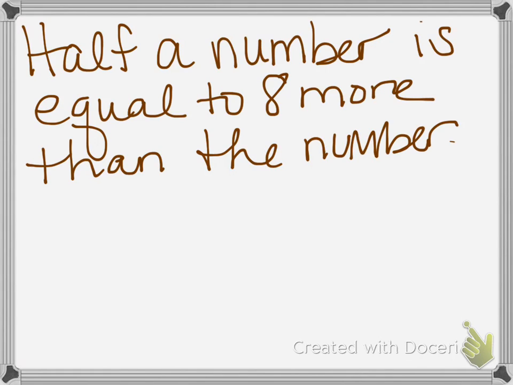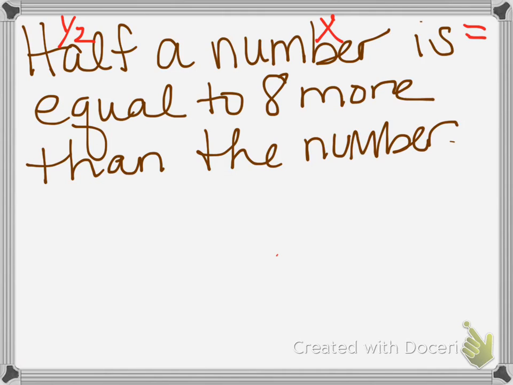Here's our next one. Half a number is equal to 8 more than the number. So what I see when I look at this equation, and I'm going to annotate it, and I'm going to recommend to you that you think about annotating as well. Half. Okay, half. So that's a number. Half. A number. I know that that has to be my variable. So I'm going to put an x where the word number is. I know that the word is means equals. And this actually says is equal. So there's my equal sign.